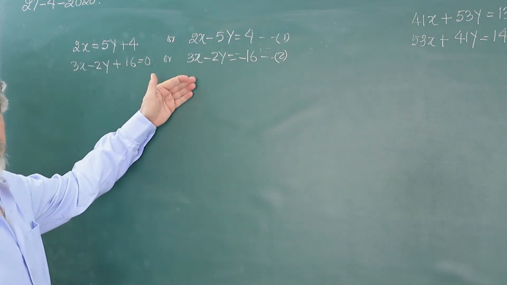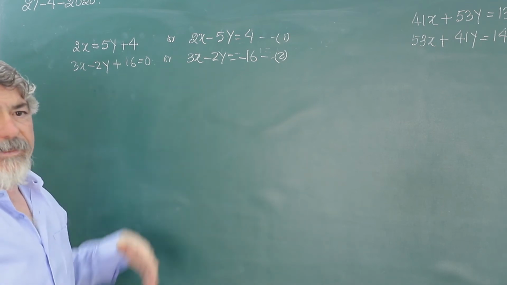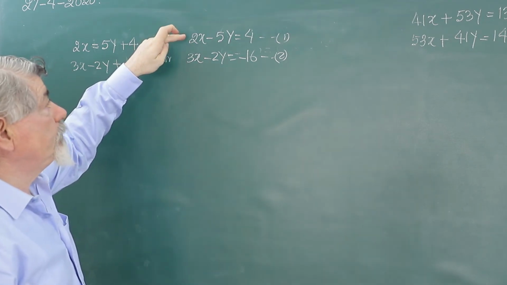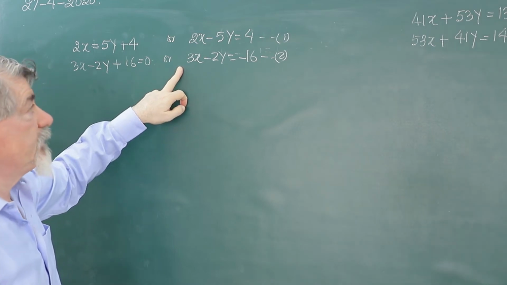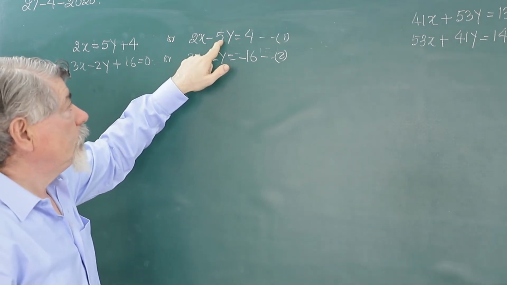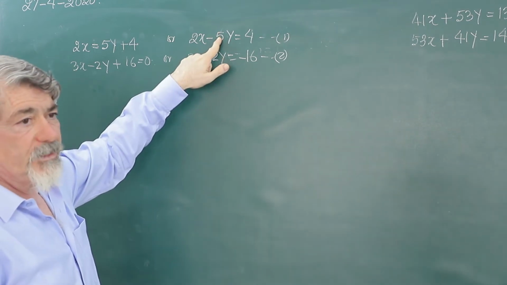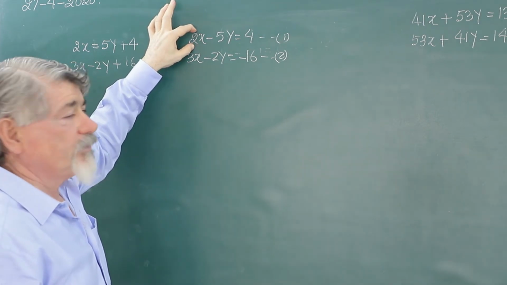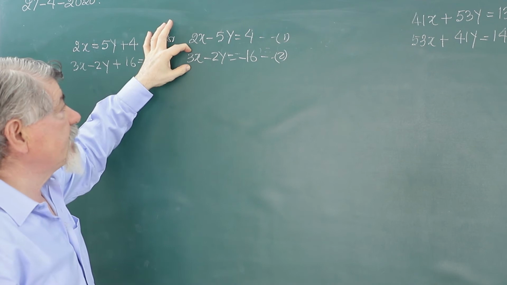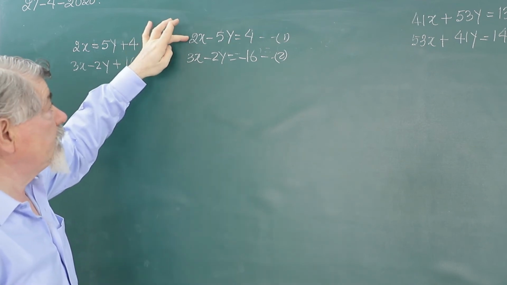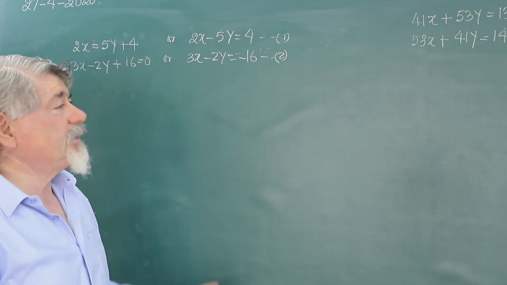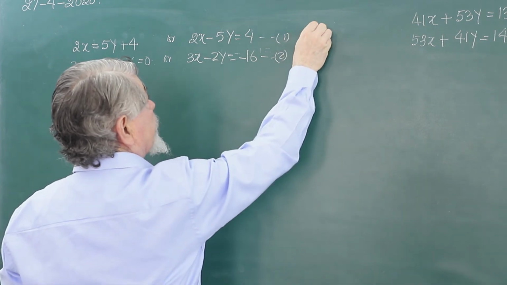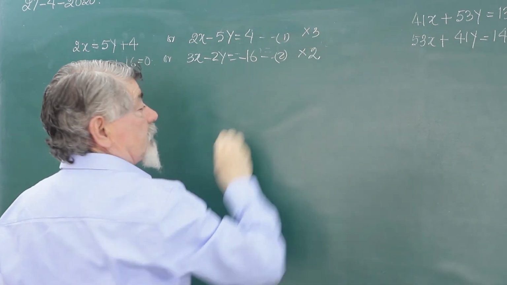Now I can make x terms or y terms equal. When I say x term or y term equal, that means either I am going to multiply to make the coefficient of x equal in these equations, or I can multiply to make the coefficient of y also equal. The coefficient of x in the first equation is 2, and the coefficient of x in the second equation is 3. The LCM of 2 and 3 is 6. That means I can convert 2 as well as 3 into 6. So I will multiply the first equation by 3, and the second equation by 2.